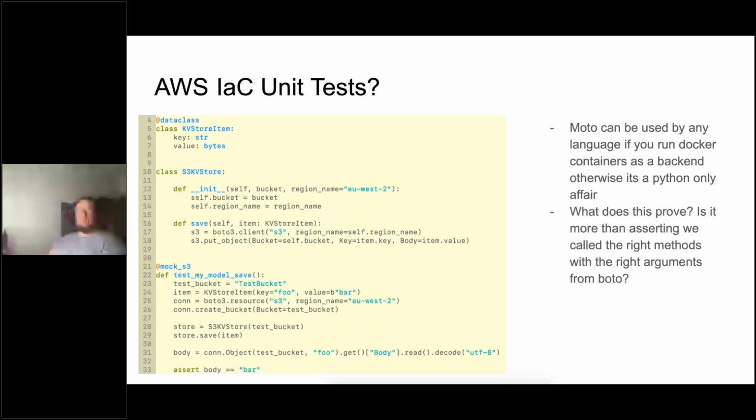Well, what does it prove more than, we could just assert that we've called the right bits of the Moto API? Like, why is this better than that? Well, the first reason it's better than that is you can do it in 10 lines of code. You don't have to mock 20 things yourself. You don't have to deeply understand the contract that you're mocking against. The library's doing all that side of things for you.